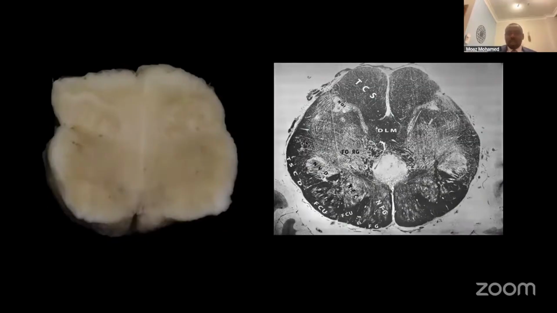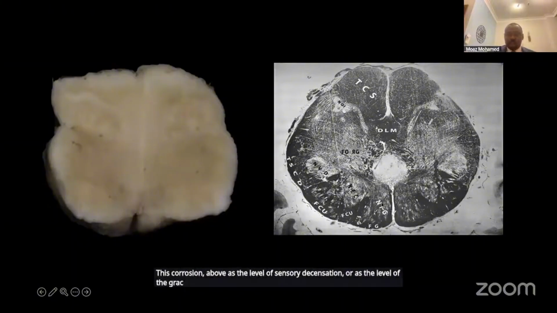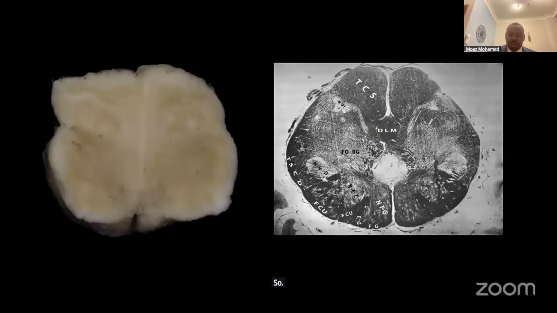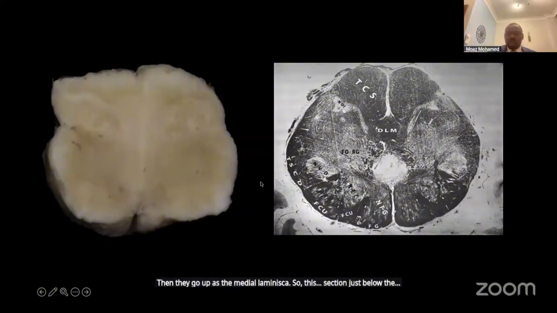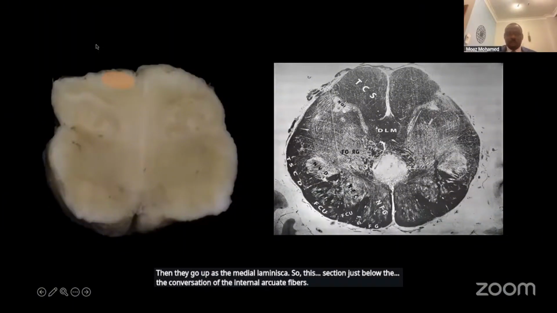This cross section above is at the level of sensory decussation, or at the level of the gracile and cuneate. As we know, the gracile fasciculus and cuneate fasciculus go up to the gracile and cuneate nuclei, then they form the internal arcuate fibers, then they go up as the medial lemniscus. This section is just below the decussation of the internal arcuate fibers, the same.